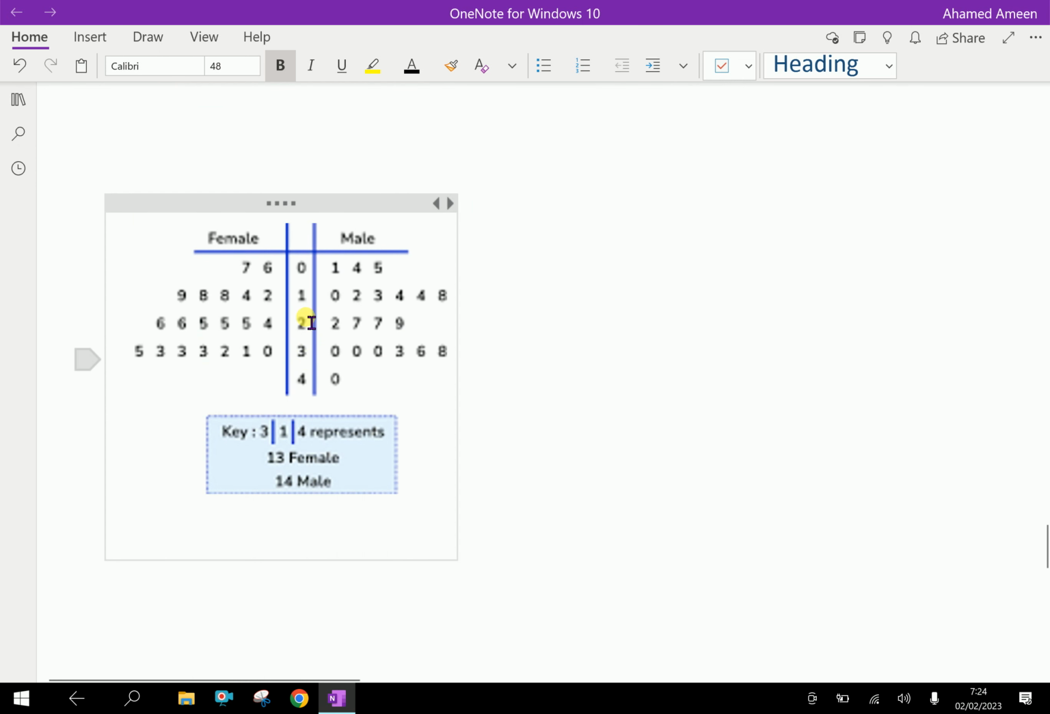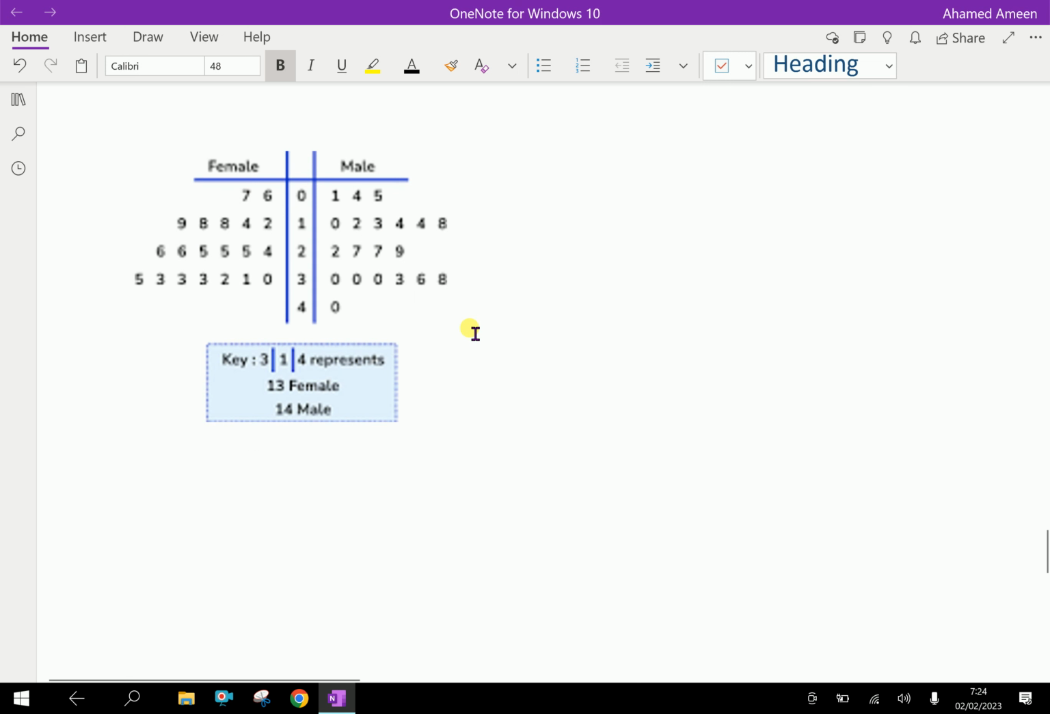Sometimes a stem and leaf diagram has one stem and leaves on two sides, left and right. For example, here the distribution is for male and female. Male is the right side, female is the left side. Here the stem is 0, 1, 2, 3, 4. The unit digit is 1, the tens digit is 0 here. So 1, 4, 5. Here this is 10, then 12, 13, 14, 14, 18. Here 30 is repeating 3 times, and 40 here.